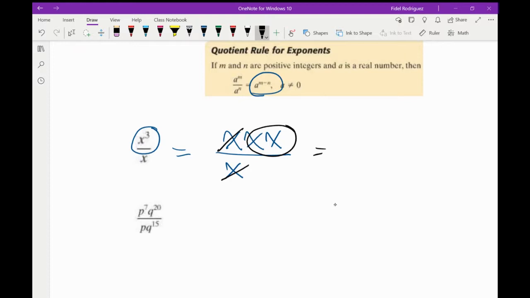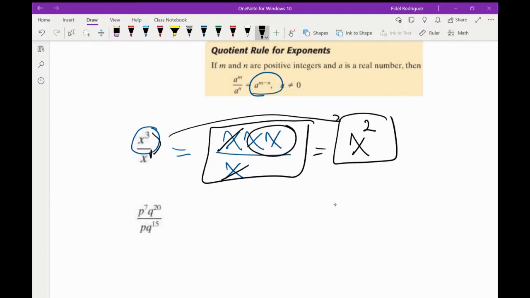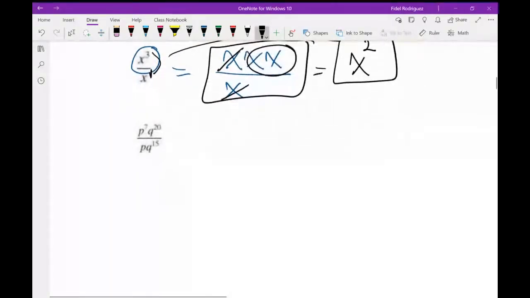How many x's are we left with? We're left with 2, right? But the idea here is we're subtracting. Even though I don't see it here, remember the power is supposed to be a 1. So 3 minus 1 is 2, right? I just do this part here so you all can kind of understand why the rule works the way it does. Okay. So look, let's do the same thing for the next one. Remember, there's 1 p on the bottom. So how many p's are we going to be left with? Anyone know? 6, right? Good.